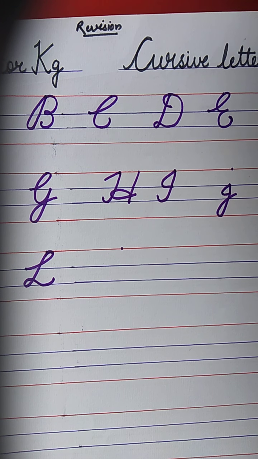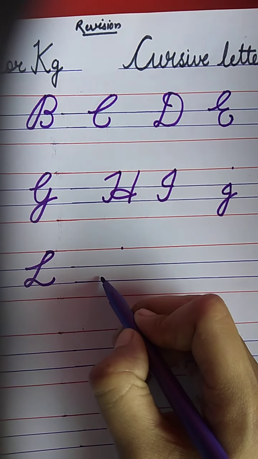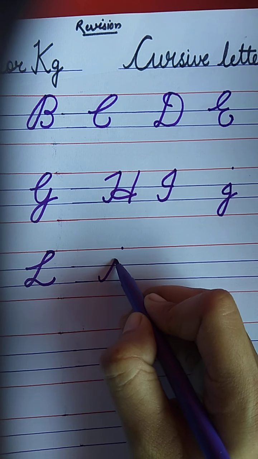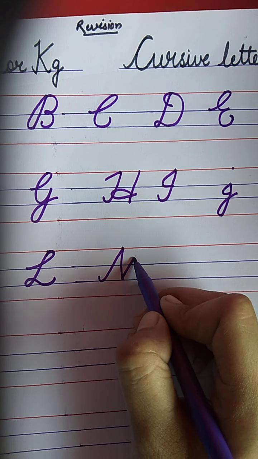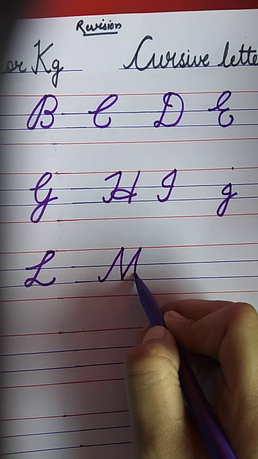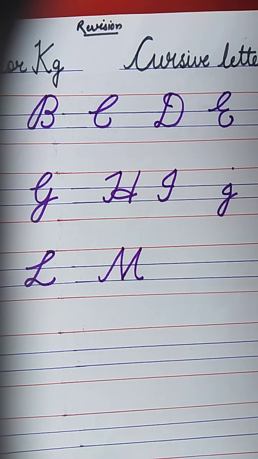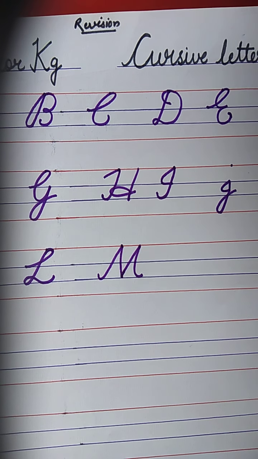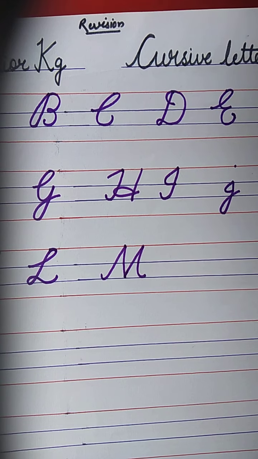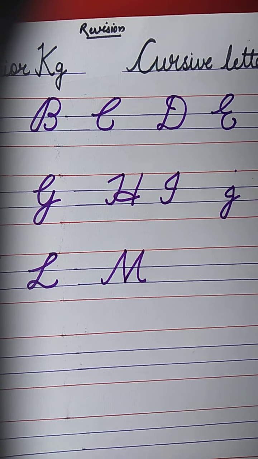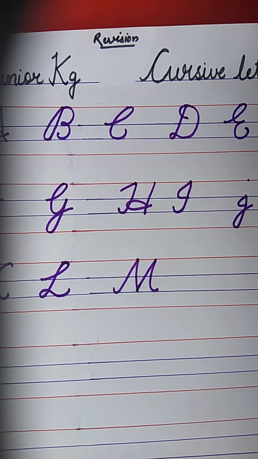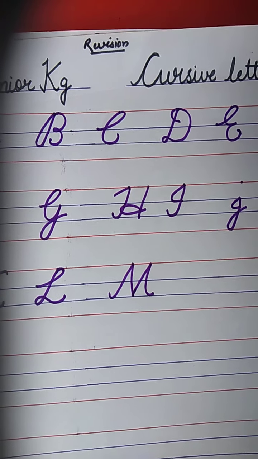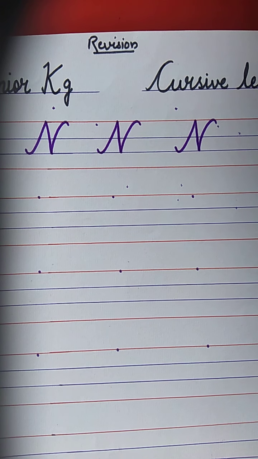M for monkey. See here, draw with me a slanting line, one more slanting line, one more slanting line, and this is the last line. M for monkey. What is the spelling of monkey? M O N K E Y. Monkey. Now M for monkey के बाद कौन सा लेटर आता है?